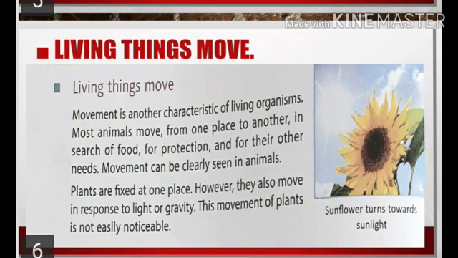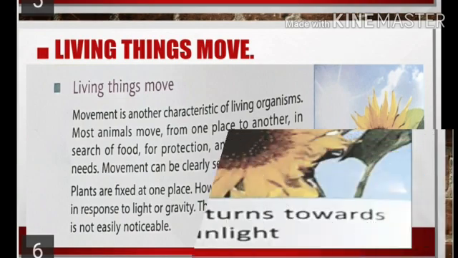But what about plants? Plants are fixed at a place. However, they also move in response to light or gravity. This movement of plants is not easily noticeable, but definitely you have observed that a sunflower plant turns towards sunlight. In this way, we can conclude that a little movement is noticeable in plants without leaving their place.